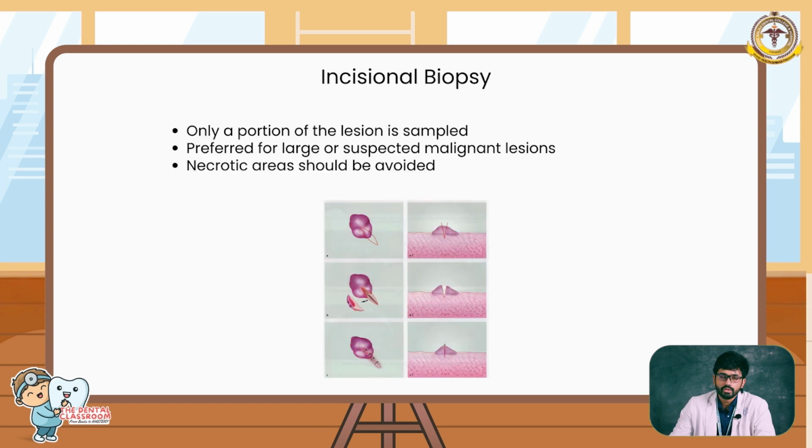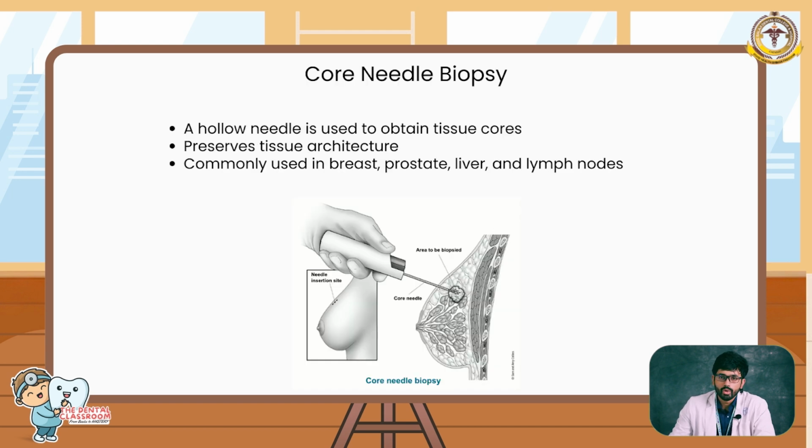Incisional biopsy only removes a part of the lesion, which is sent for histopathological examination, and which gives us the clue regarding the nature of the tumor, so that we can curate a treatment plan for the patient. It is usually used for large and malignant lesions, and usually we avoid areas of necrosis as we saw in the principles. So what is this core needle biopsy?